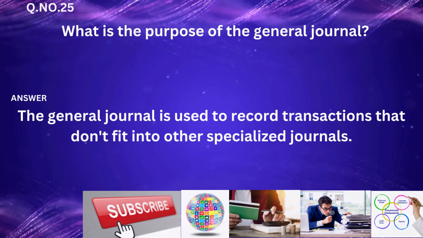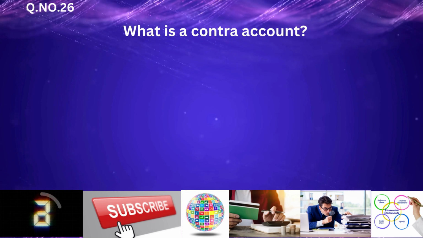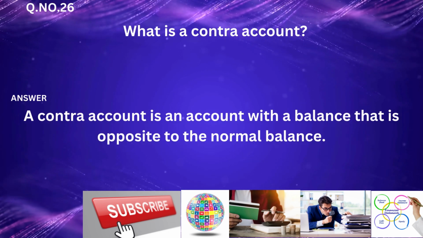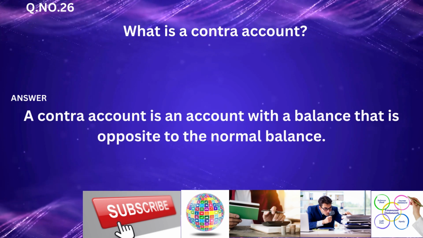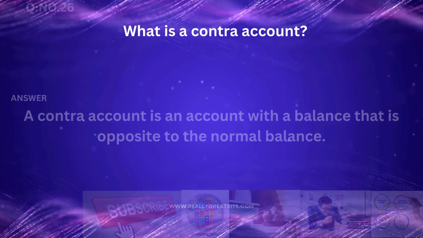Question 33. What is a cash discount in bookkeeping? Answer: A cash discount is a reduction in the amount due on a purchase when it is paid within a certain period. Question 34. What is the purpose of a bank reconciliation?